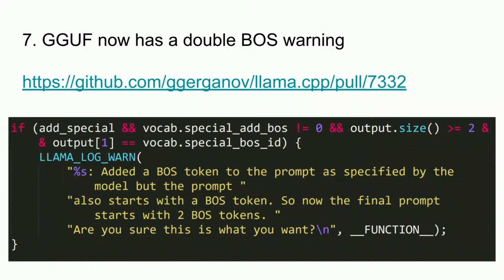Another issue is, remember we talked about the double BOS tokens? Through our community contribution, llama.cpp now has a warning to tell you that you're using double BOS tokens. So please, take heed of the warning and do not add double BOS tokens to your chat template and when you do inference.